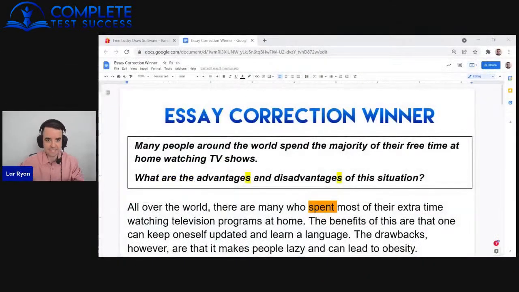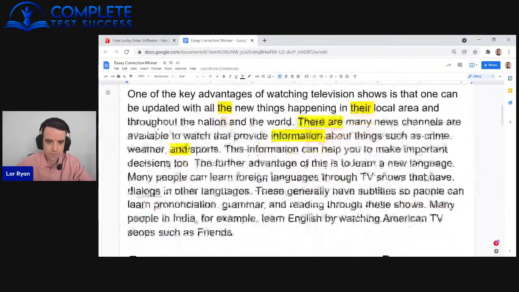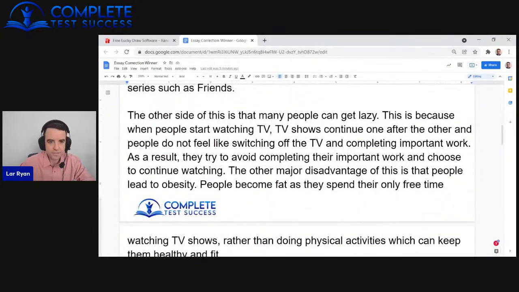Okay, so let's get back into it. The next paragraph is the paragraph focusing on disadvantages, and we need to look at how it makes people lazy and how it can lead to obesity. Okay. The other side of this is that many people can get lazy. This is because when people start watching TV, TV shows continue one after the other, and people do not feel like switching off the TV and completing important work. As a result, they try to avoid completing their important work and choose to continue watching.